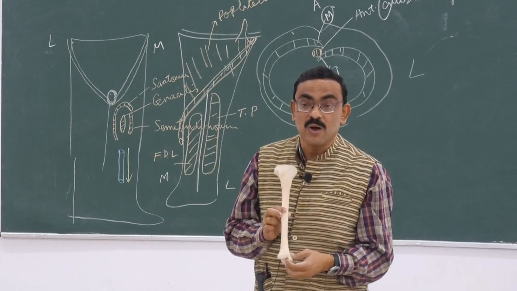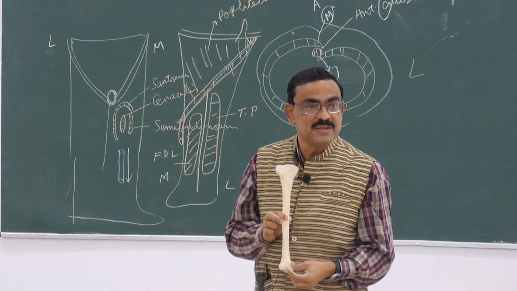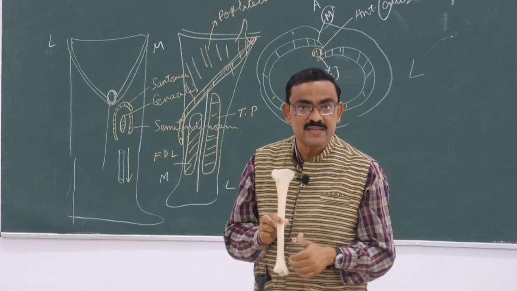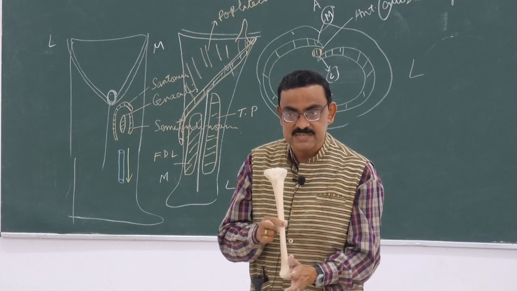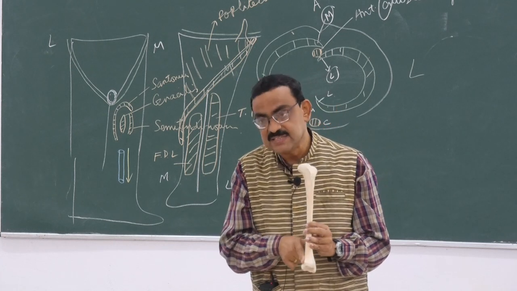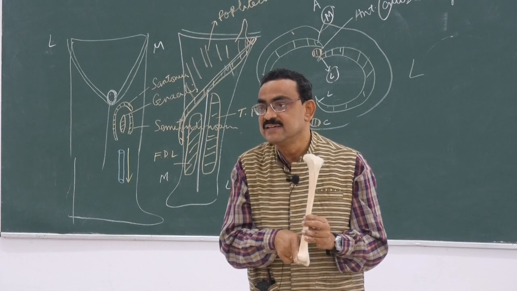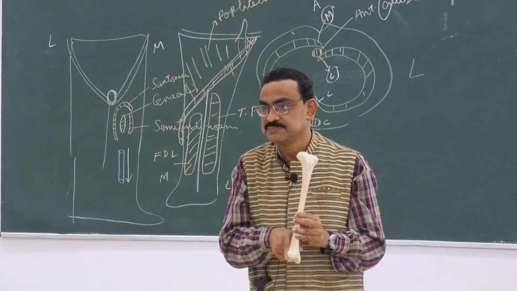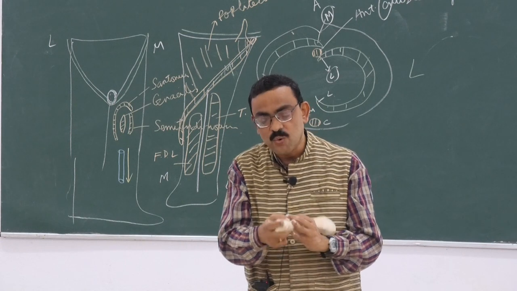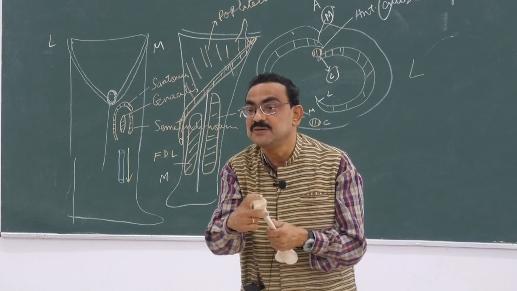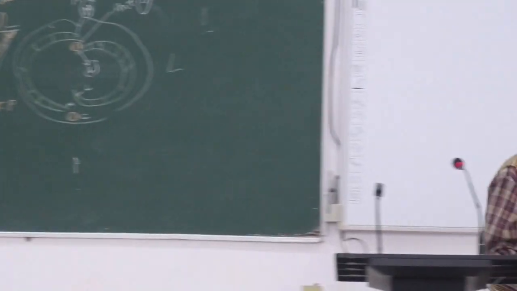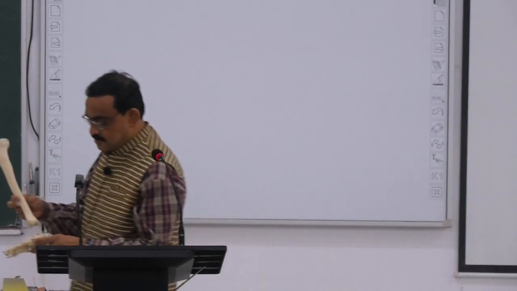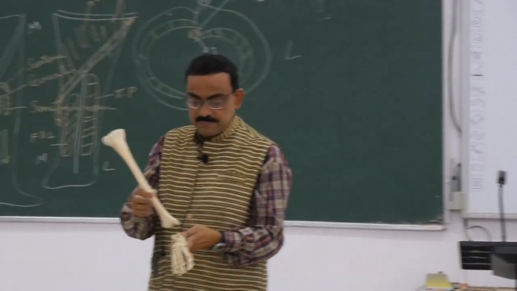So in the lower end we can find the medial malleolus. In the lower end there are so many areas: anterior surface, posterior surface, medial surface and lateral surface. In the lateral surface we can find the fibular notch. In the lower end we can find an articular triangular area which articulates with the body of the talus.